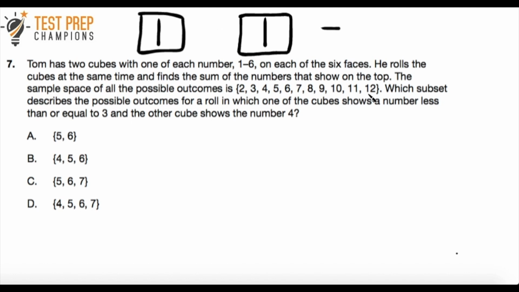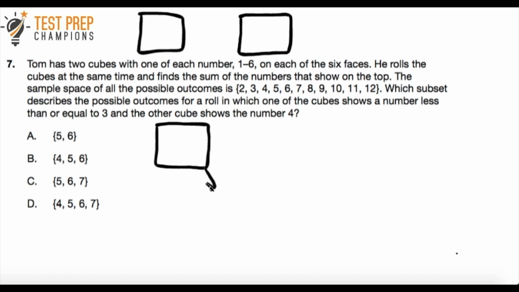So then it asks us, which subset describes the possible outcomes for a roll in which one of the cubes shows a number less than or equal to 3, and the other cube shows the number 4? So let me redraw these cubes down here. So let's say that this is the first cube here. It says, let's say that one of the cubes shows a number less than or equal to 3. So what are all the possible cases you could get for this first cube? So it's going to show a number less than or equal to 3.